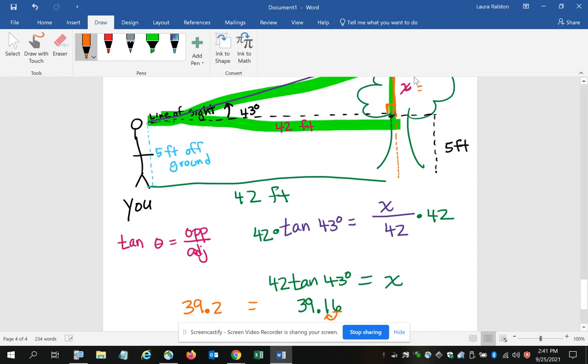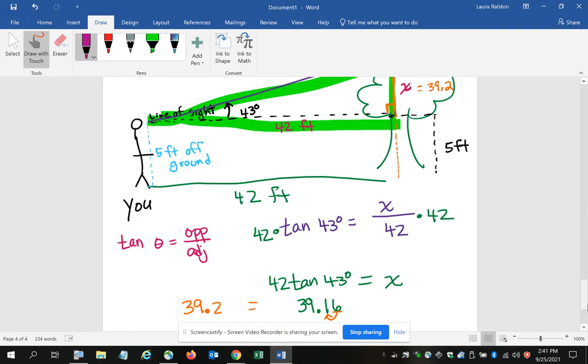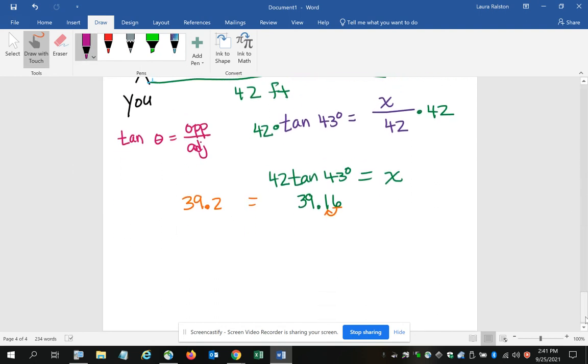to the top of the tree. You have to also include the 5 feet that you were off the ground. So that's not actually my answer. My answer is ultimately 39.2 plus the 5 feet for being off the ground, which is 44.2. So my answer, the tree, is actually 44.2 feet tall. So be careful. It's going to help you if you'll draw the picture as they try to describe it. Literally walk through it word for word.